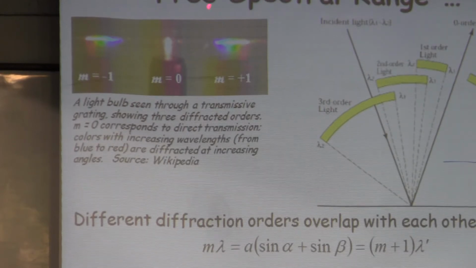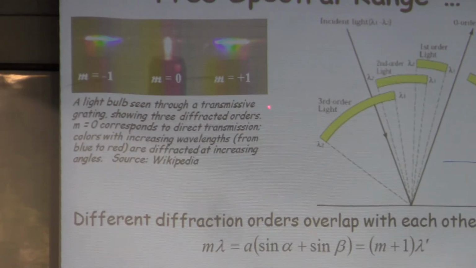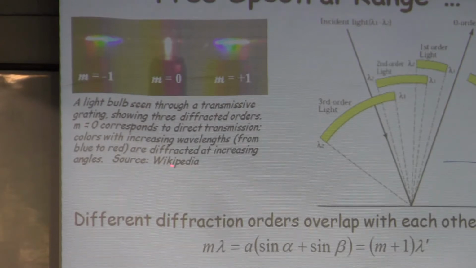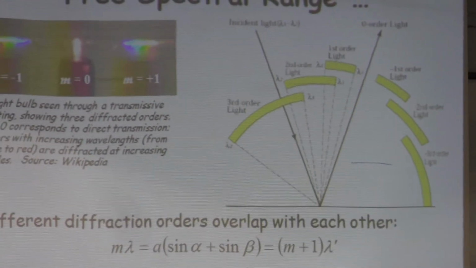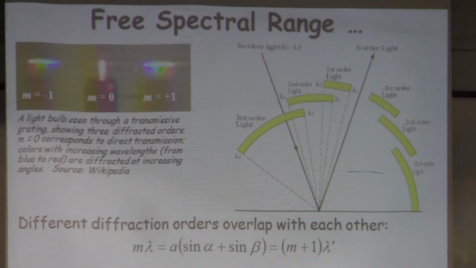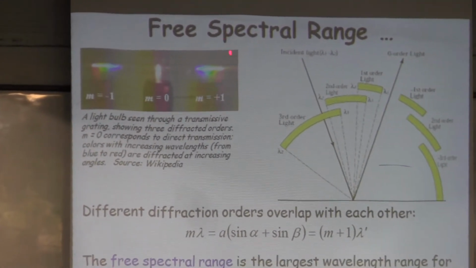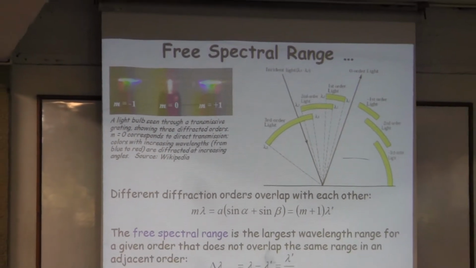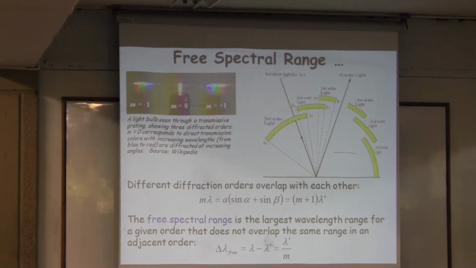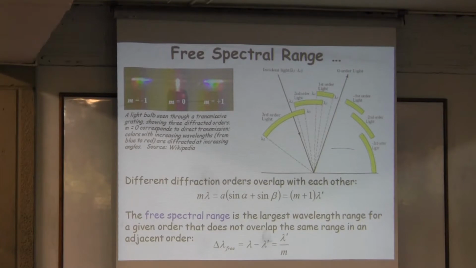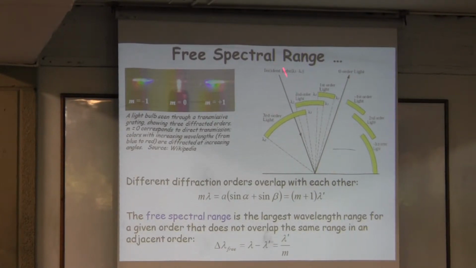So far, so good. Unfortunately, this image is cut off from Wikipedia, but there is also a second order here, and a third order here, and a fourth order here of this grating, so the higher diffraction orders. And the problem is that the distance between these orders is getting smaller and smaller, and the dispersion is getting bigger and bigger, and so they overlap. This is illustrated here.